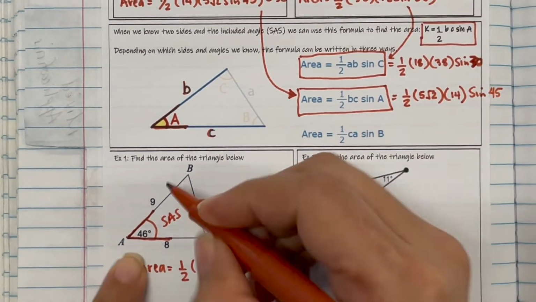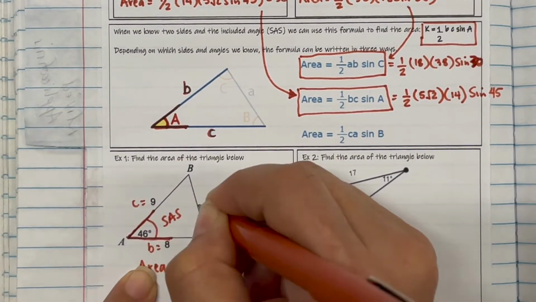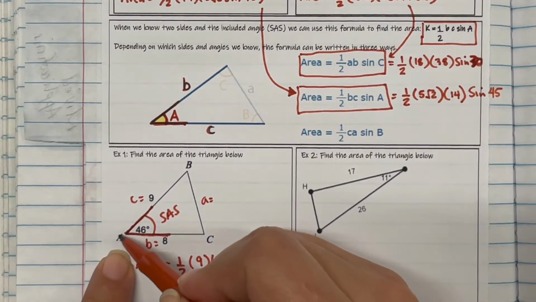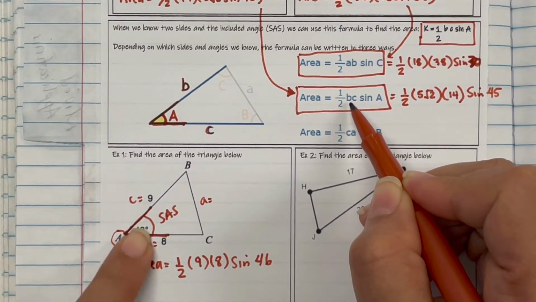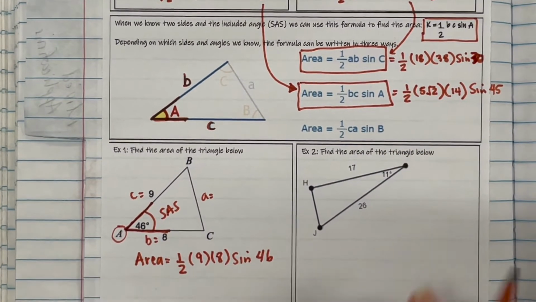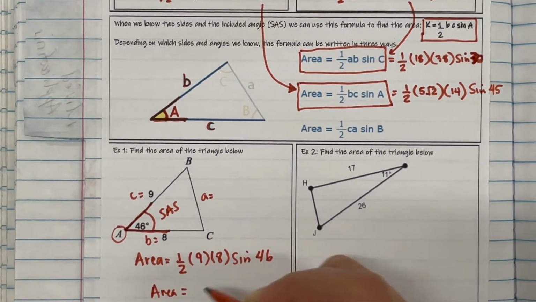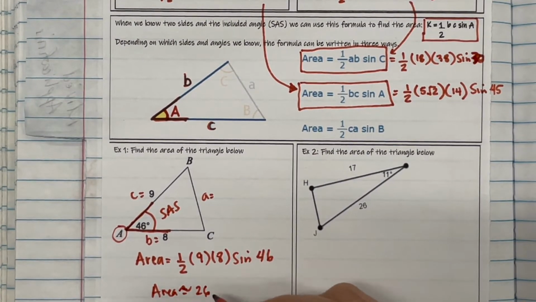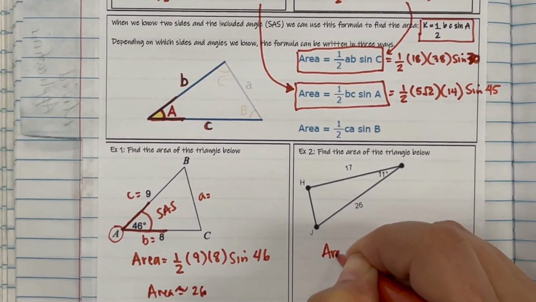Okay, I'm going to be more official. So let's label my triangle, little b, little c, little a. I'm given sine of capital A. So I'm using this formula. So I have b, which is 8, and then times c, which is 9, and then sine of capital A, 46. So I don't even care about the letters. And you can put that straight in the calculator and get 26. I don't care about the letters as long as it's sandwiched.